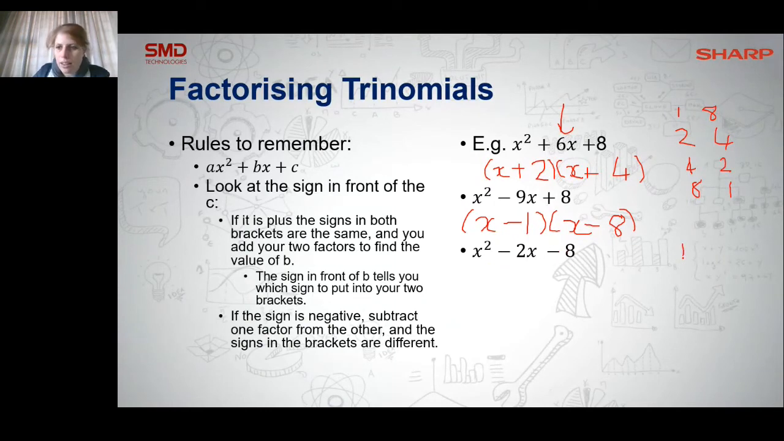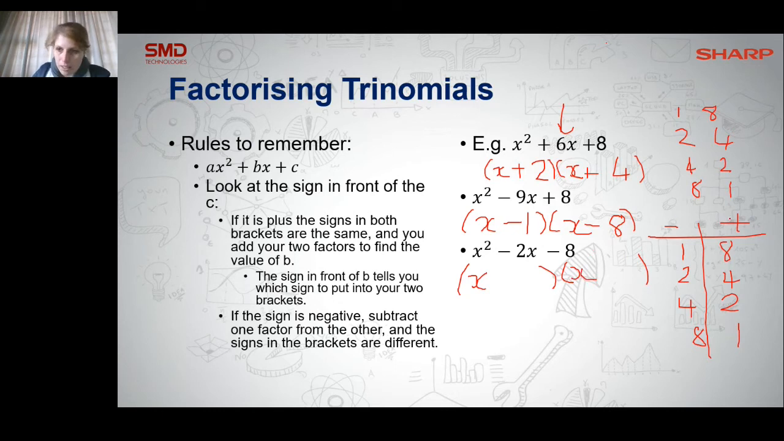Okay. Then the last one, your sign at the back is a minus. So I'm going to rewrite these. So I've got 1 and 8, 2 and 4, 4 and 2, and 8 and 1. And what I do is I make one column a minus and one column a plus. And these are going to be the signs in my brackets. Okay, so all I'm going to do is write down my brackets with my x's inside and nothing else.